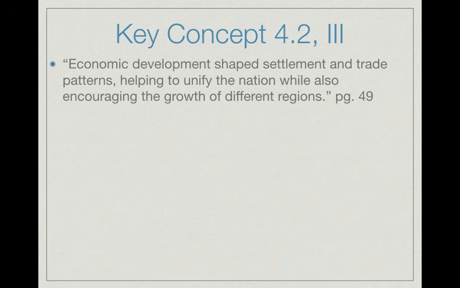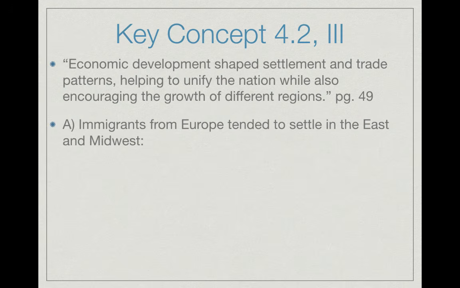Okay, we'll finish up with 4.2, Roman numeral 3. Economic development shaped settlement and trade patterns, helping to unify the nation while also encouraging the growth of different regions. So we see a wave of immigrants coming in from Europe, and they tended to settle in the East and the Midwest. And there's two groups in particular you should be familiar with, and we'll talk more about them in period 5, but we'll introduce them here.